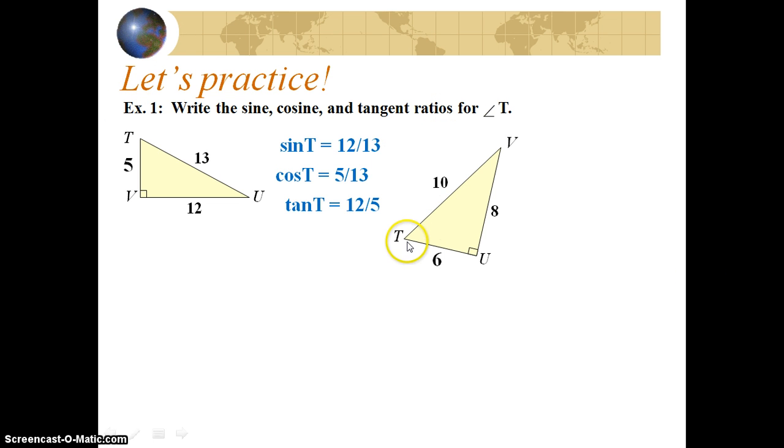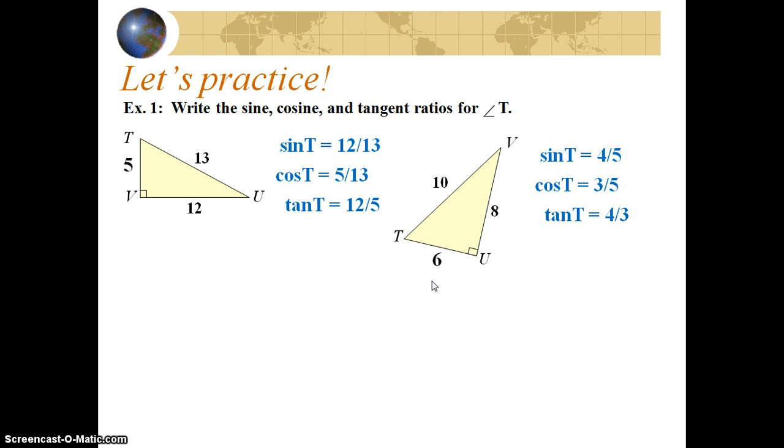Now for this triangle, the sine of t is opposite over hypotenuse. That's 8 over 10, which you need to simplify to 4/5. You have to simplify your ratios. Now let's do the cosine of t. That's going to be adjacent over hypotenuse, which is 6 over 10. That simplifies to 3/5. And then the tangent is opposite over adjacent. That's 8 over 6, which simplifies to 4/3.